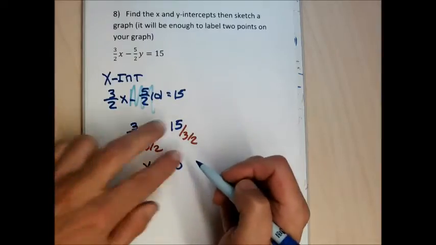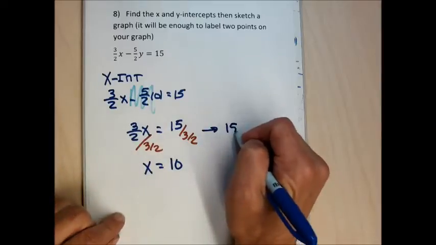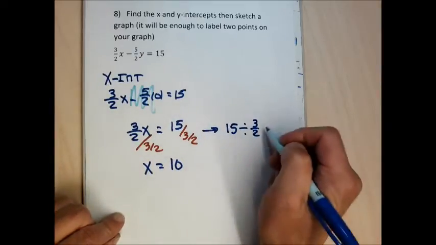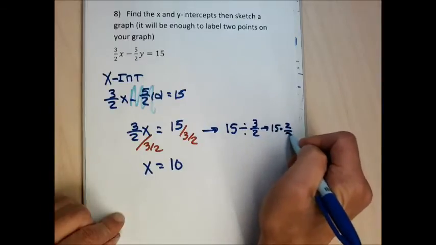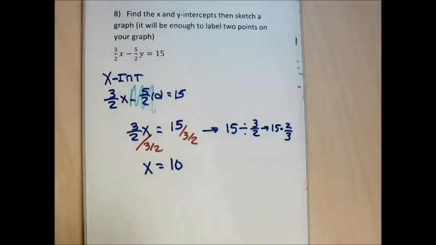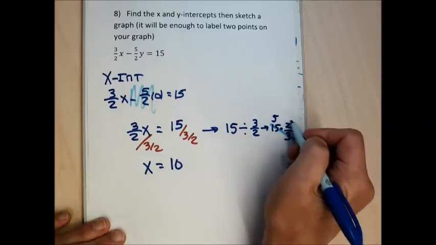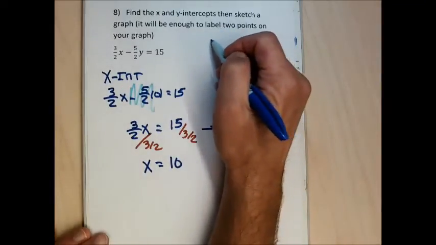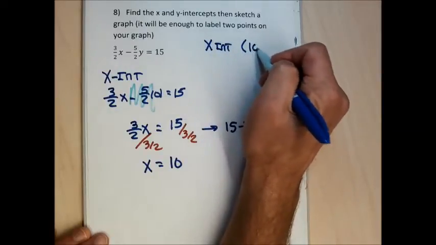If I wanted to do this nicer, this side right here, I could have thought of this as 15 divided by 3 halves, and that's the same as 15 times 2/3, and then this 3 and that 15 would cancel. The 15 would turn into a 5, the 3 would be gone, and I'd multiply 5 times 2 and get a 10. So part of my answer to number 8, the x-intercept, is going to be the point 10, 0.